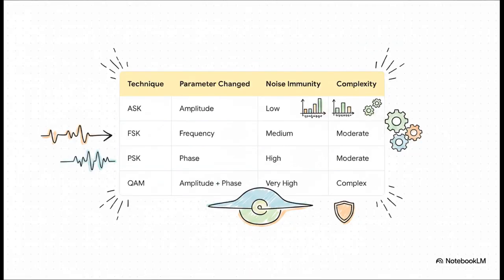You know, this table really sums up our entire journey perfectly. We started with ASK, simple, yeah, but with pretty low noise immunity. We moved up to FSK, which was better. Then PSK gave us high immunity with just moderate complexity. And finally, there's QAM, changing both amplitude and phase, giving us that very high noise immunity, but as you can see, it's also the most complex. You can literally see the evolution right here.